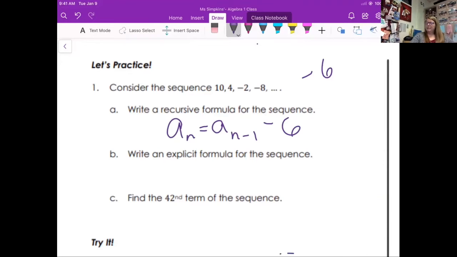And then explicit is based on the first number. So what is the first number? 10. Then we have to talk about how it's changing. It's changing by subtracting 6, and we would multiply that by the previous number, which we show as n-1.